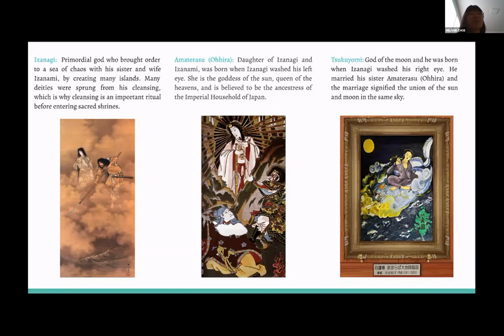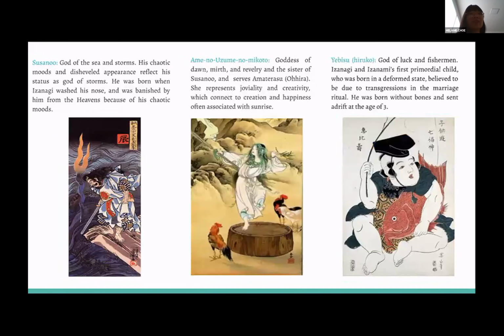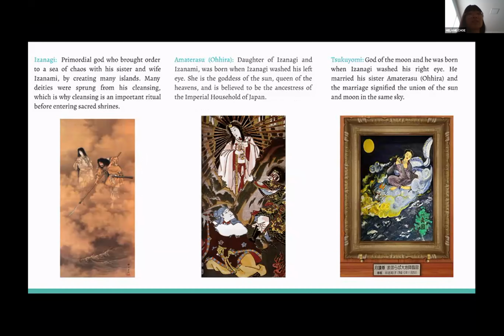Tsukuyomi is a god of the moon, and he was born when Izanagi washed his right eye. He married his sister Amaterasu, and the marriage signified the union of the sun and moon in the same sky. However, at a feast held by Ukemochi, a food goddess, he killed the food goddess, and Amaterasu was disgusted by his actions and decided to move to another part of the sky, which is why the night and day are completely separate.